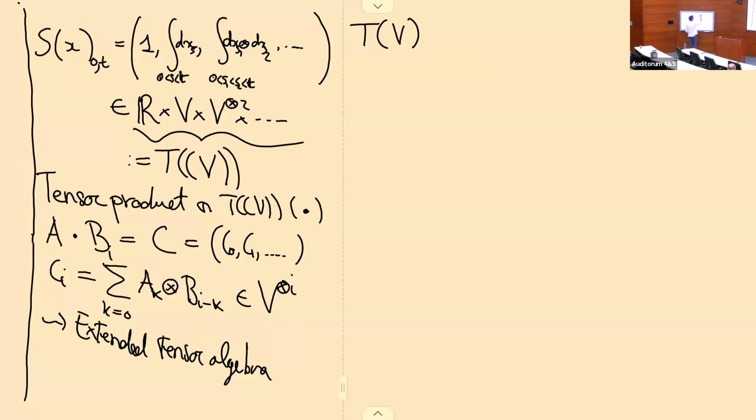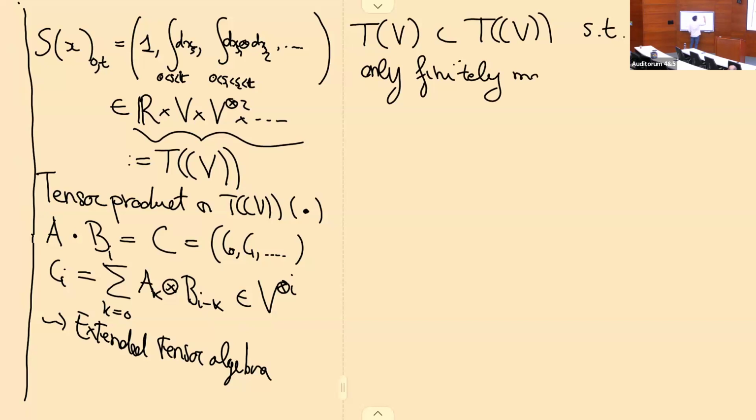So this is a subspace of T double bracket V, such that only finitely many levels are non-zero. In other words, to fix the ideas, T double bracket V can be thought of as power series of tensors, while this space can be thought of as polynomials of tensors. So you stop at a finite degree.